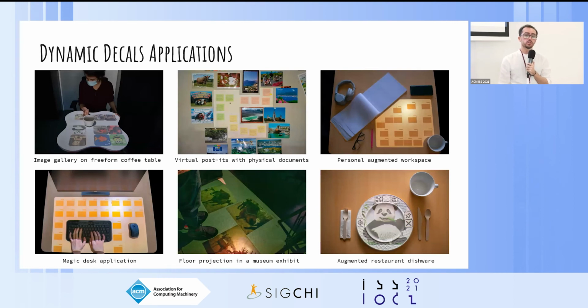Our approach can have many applications beyond our initial augmented classroom user scenario. Here you may see different scenarios where we apply dynamic decals. From left to right and top to bottom, you can see the casual image gallery on a freeform coffee table with the mug. Then Magic Desk application to extend the display area. A wall projection combining virtual post-its with the physical documents. A floor projection of images that is aware of user position in the museum exhibit. An augmented workspace that takes into account the presence of the physical objects, as well as an interface that adapts to a dishware.